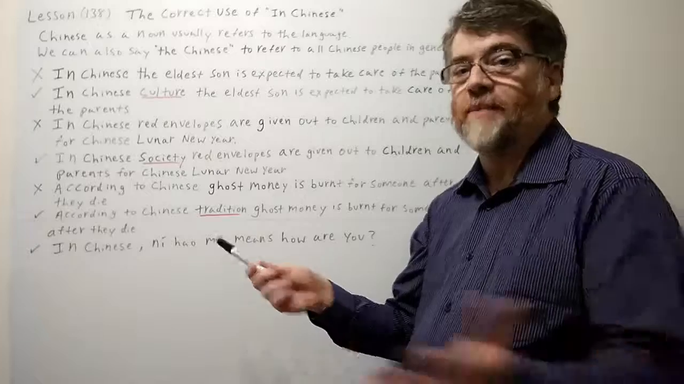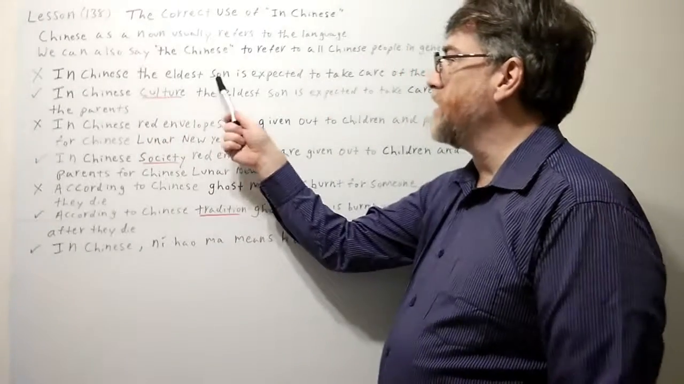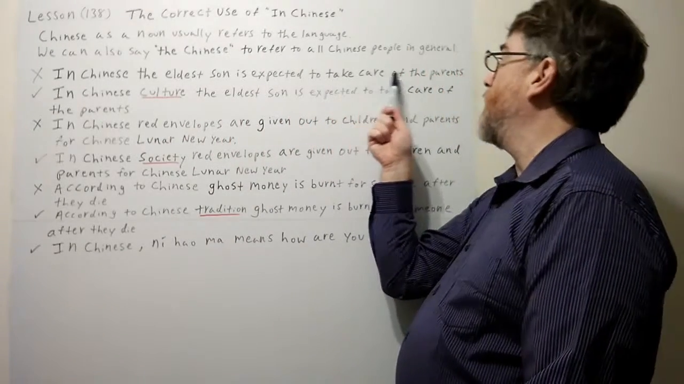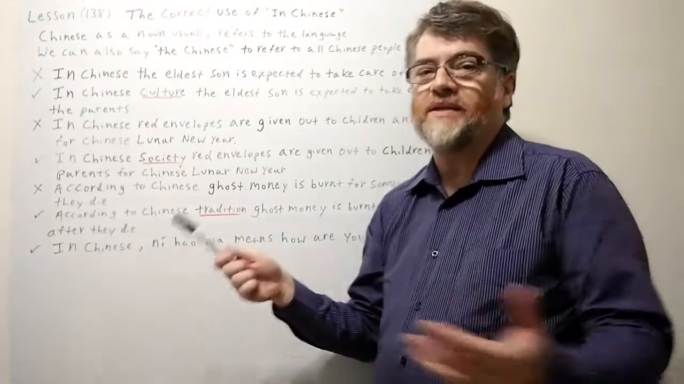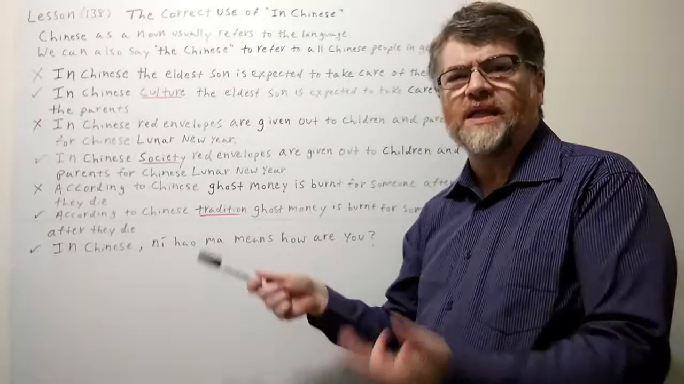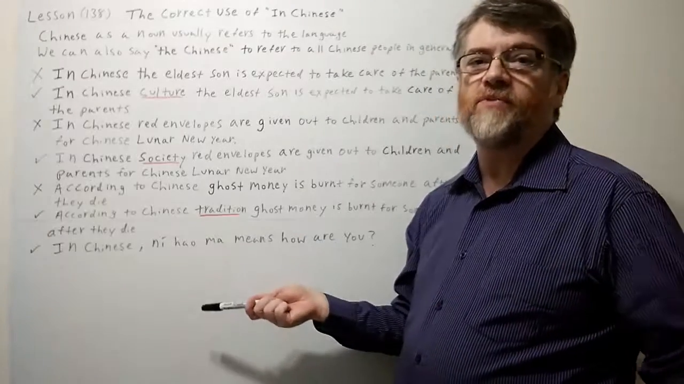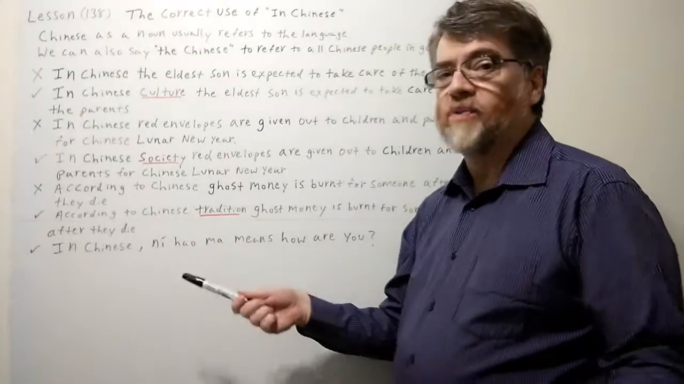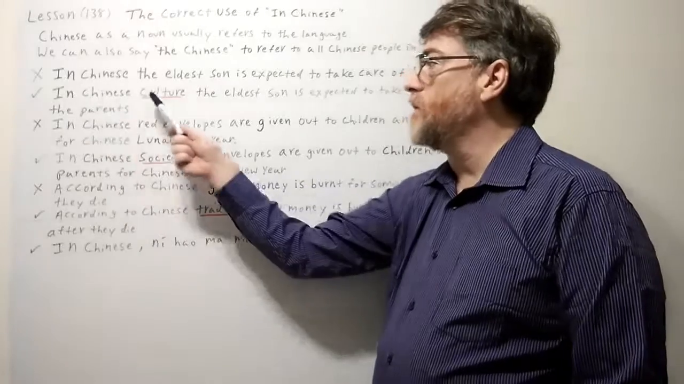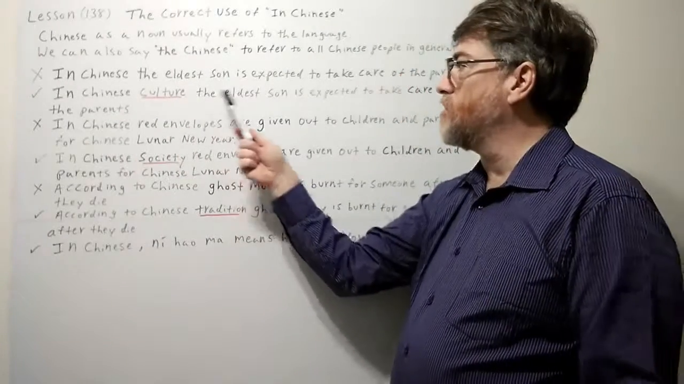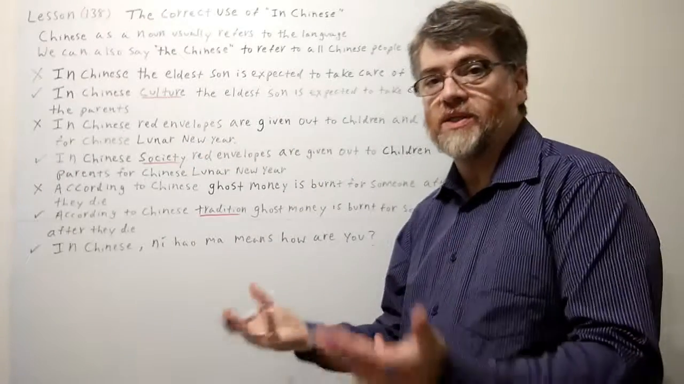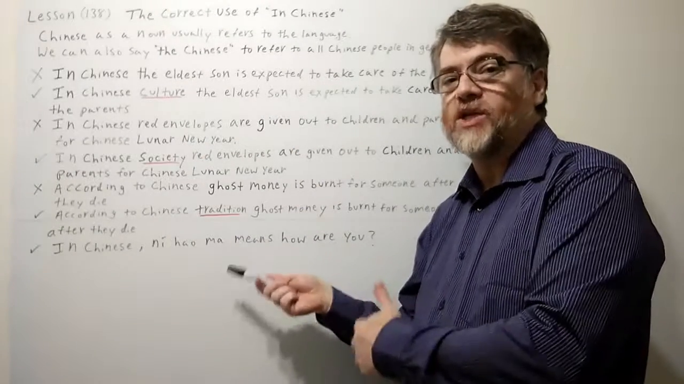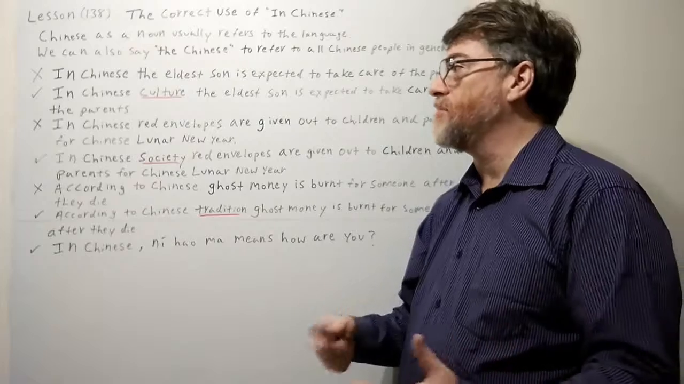So let's look at the first example. "In Chinese, the eldest son is expected to take care of the parents." All right, so here if you say "in Chinese," to a Westerner, it means what? In Chinese the language? It would be confusing. So the correct way, of course, here with the check would be "in Chinese culture." In Chinese culture, the eldest son is expected to take care of the parents. So you can't just stop at "in Chinese" here. This is where a lot of students make a mistake.